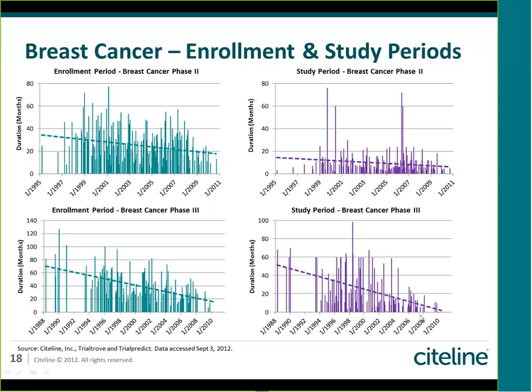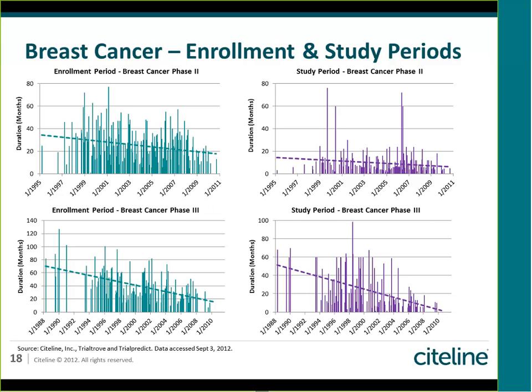So here we take a look at the same trials that we saw in teal versus the trial start, and that's on the left side. And the study periods are plotted in purple on the right side. And again, phase 2 is at the top, and phase 3 are shown on the bottom. So if we look at the enrollment periods for both phase 2 and phase 3 in teal in breast cancer, there's a downward trend, again, in enrollment period.